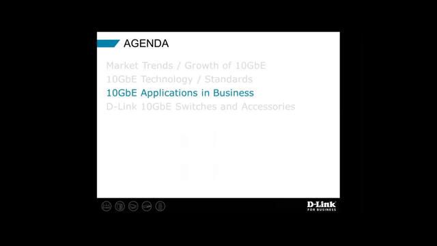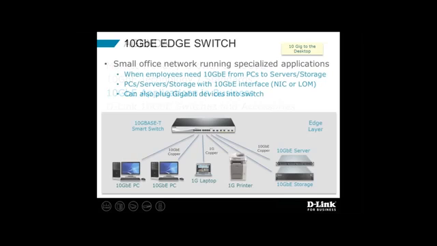Okay, so that was a lot on technology for 10 gig standards. I'm going to go into applications now. How is 10 gig used in the real world, in business networks? First one we'll show here I call 10 gig to the desktop. So this is out at the edge layer of a business network. Maybe it's a small office network, and it's running some specialized applications where the employees need 10 gigabits to their desktop for one reason or another.